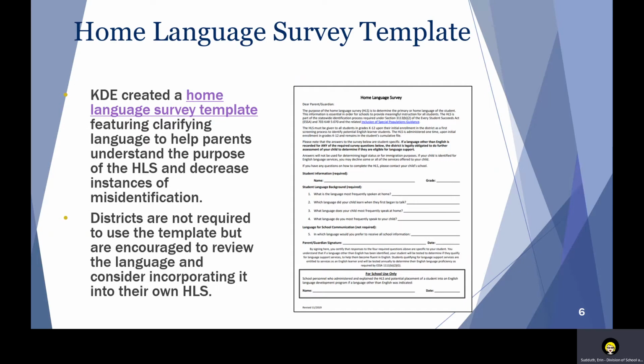KDE created a home language survey template featuring clarifying language to help parents understand the purpose of the HLS and decrease instances of misidentification. Districts are not required to use this template, but are encouraged to review the language, consider incorporating it into their own HLS. Districts may also adopt this template as is to serve as their HLS.